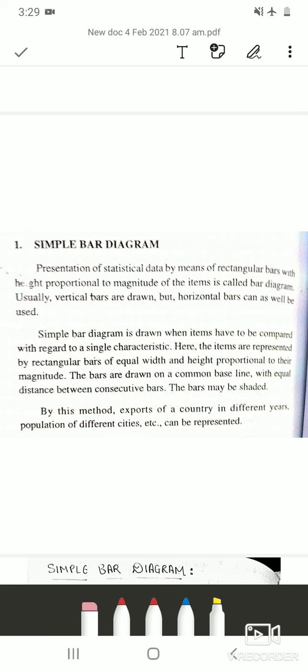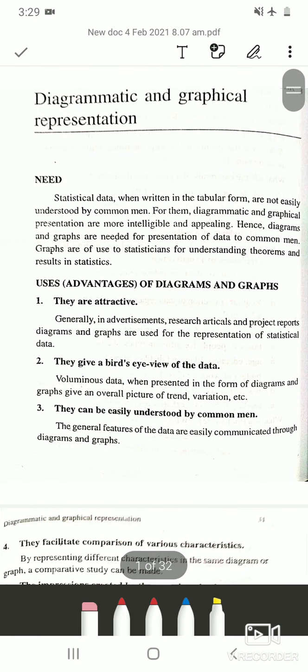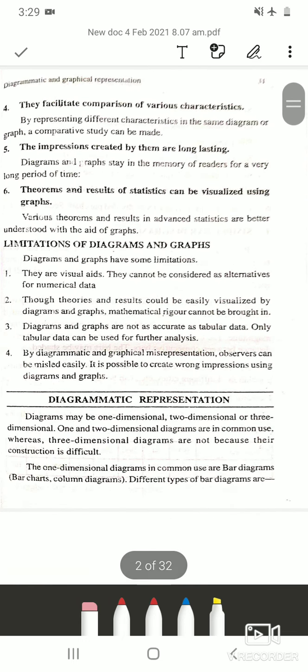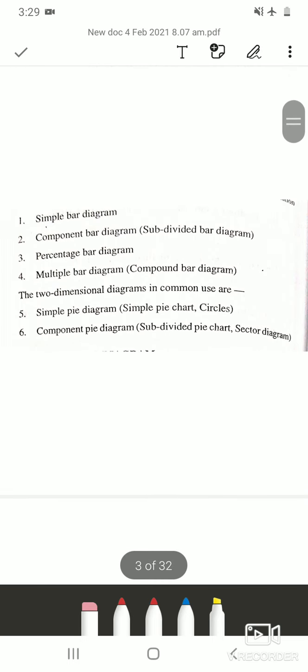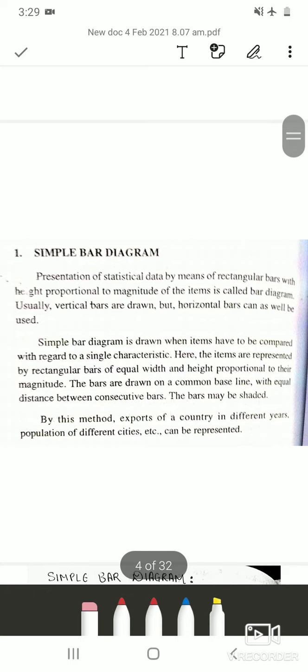So we have started with the second unit of statistics that was remaining, that is diagrammatic and graphical representation. We have studied the uses, limitations, and what we mean by diagrammatic representation. We have seen different types of diagrammatic representation. Today we'll study one by one. The first one is simple bar diagram.